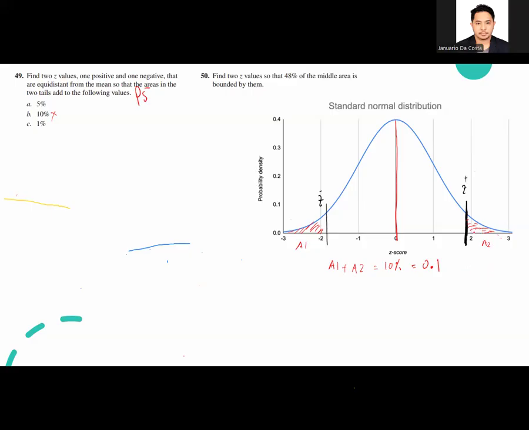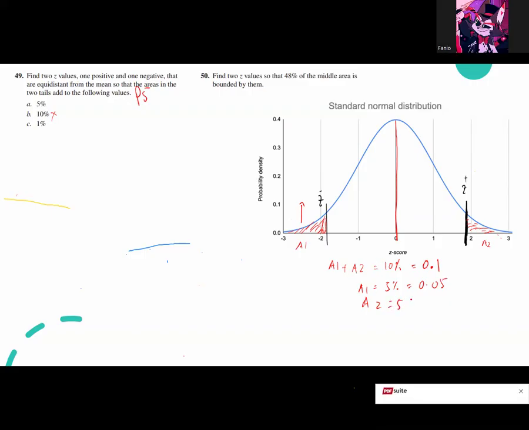How do I find the z value? If the total area is 10%, and they are equidistant, area 1 has to be 5% or 0.05, and area 2 has to be also equal to 5%, or 0.05 also.